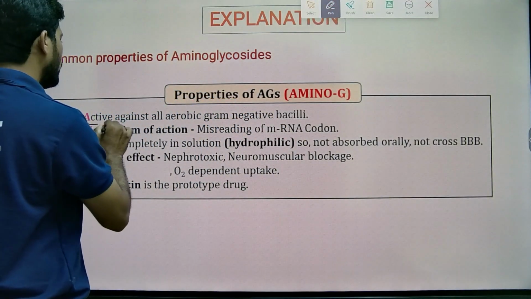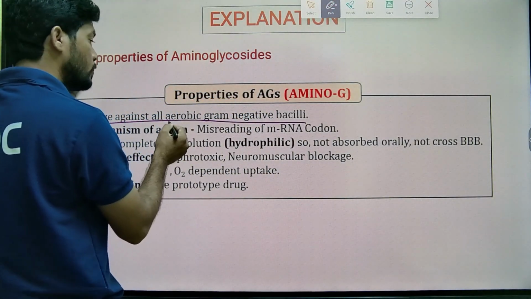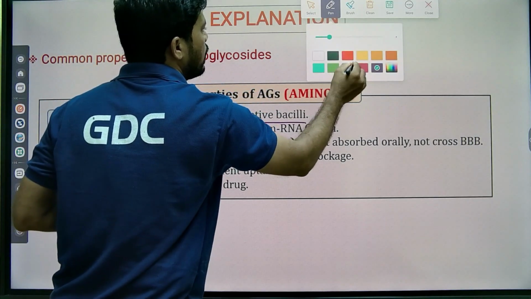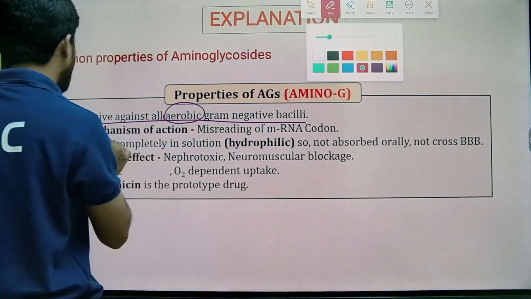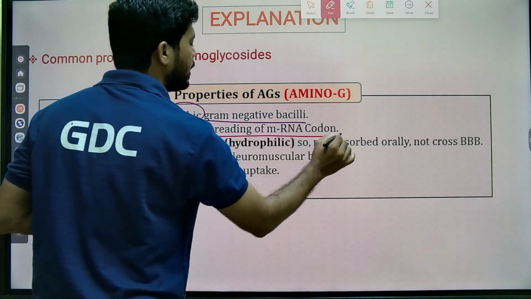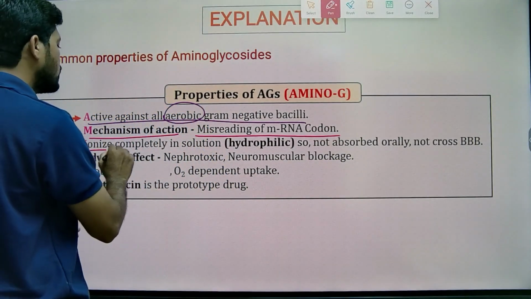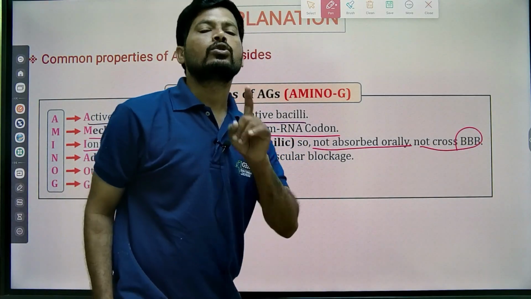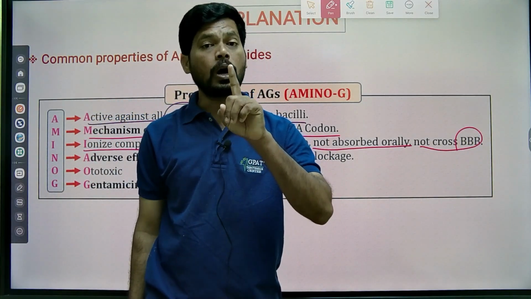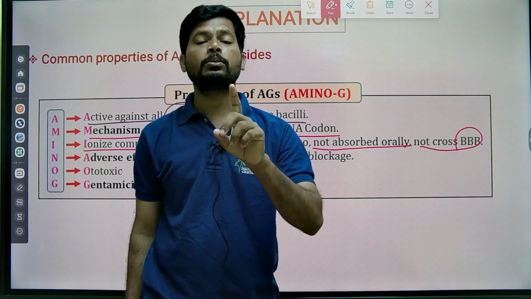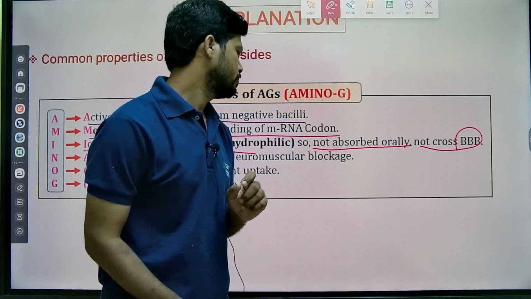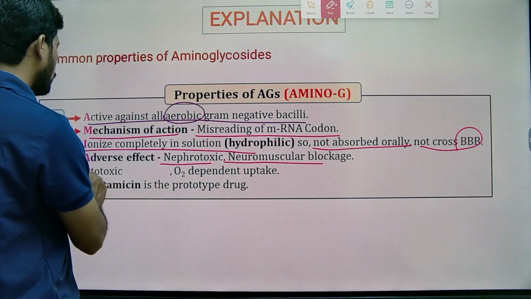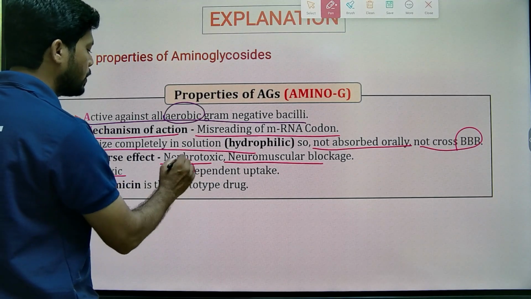Active against all aerobic gram-negative bacilli. Aminoglycosides affect aerobic organisms only, not anaerobic organisms. Mechanism of action: misreading of mRNA codon and decrease of protein synthesis. Ionized completely in solution, so not absorbed orally and unable to cross the blood-brain barrier as well as the placental barrier. Adverse effects include nephrotoxicity, blocking of neuromuscular junction, ototoxicity, damage to the ear, and oxygen-dependent uptake.